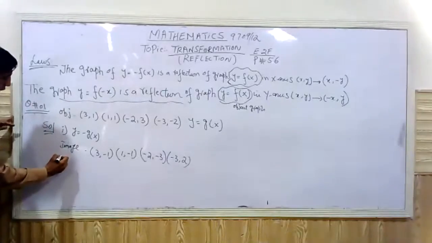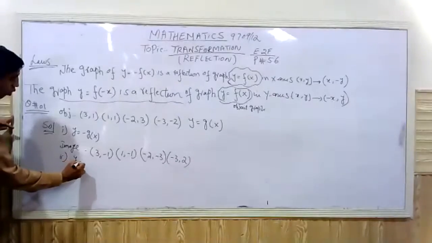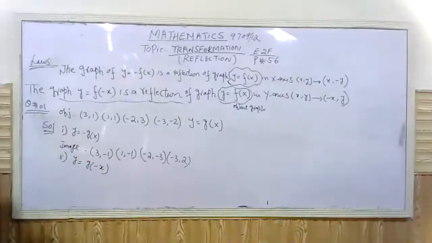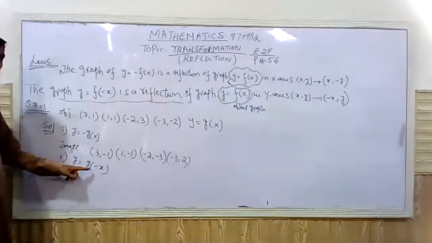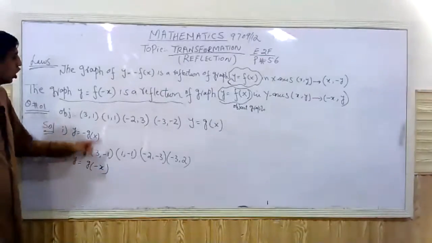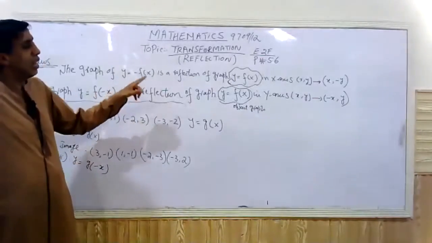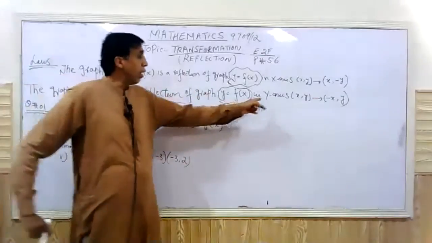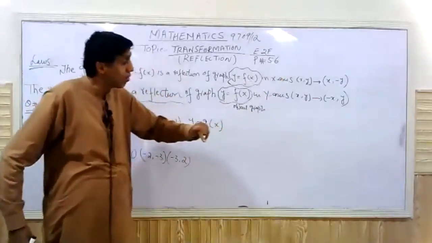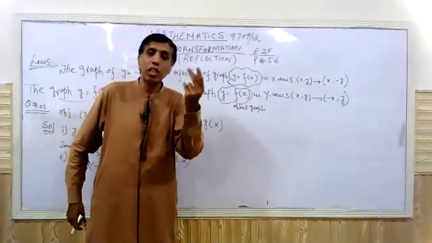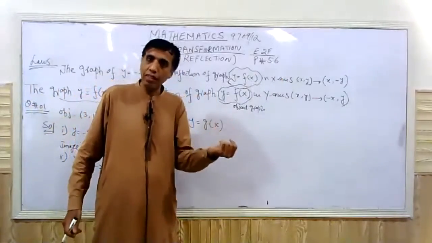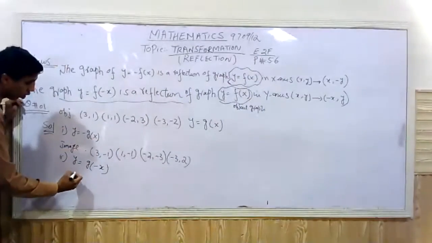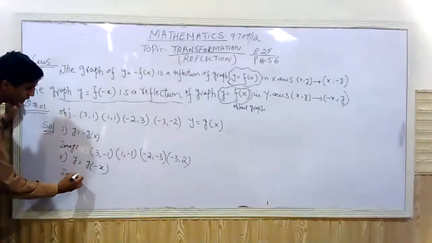This was part 1. In part 2, he has changed the equation: y equals g of minus x. If I compare this equation to my laws, this law tells me it is the image equation at the y-axis, and in the y-axis we will change only the x, and y will remain the same. The object is the same. Now I am going to write its image.